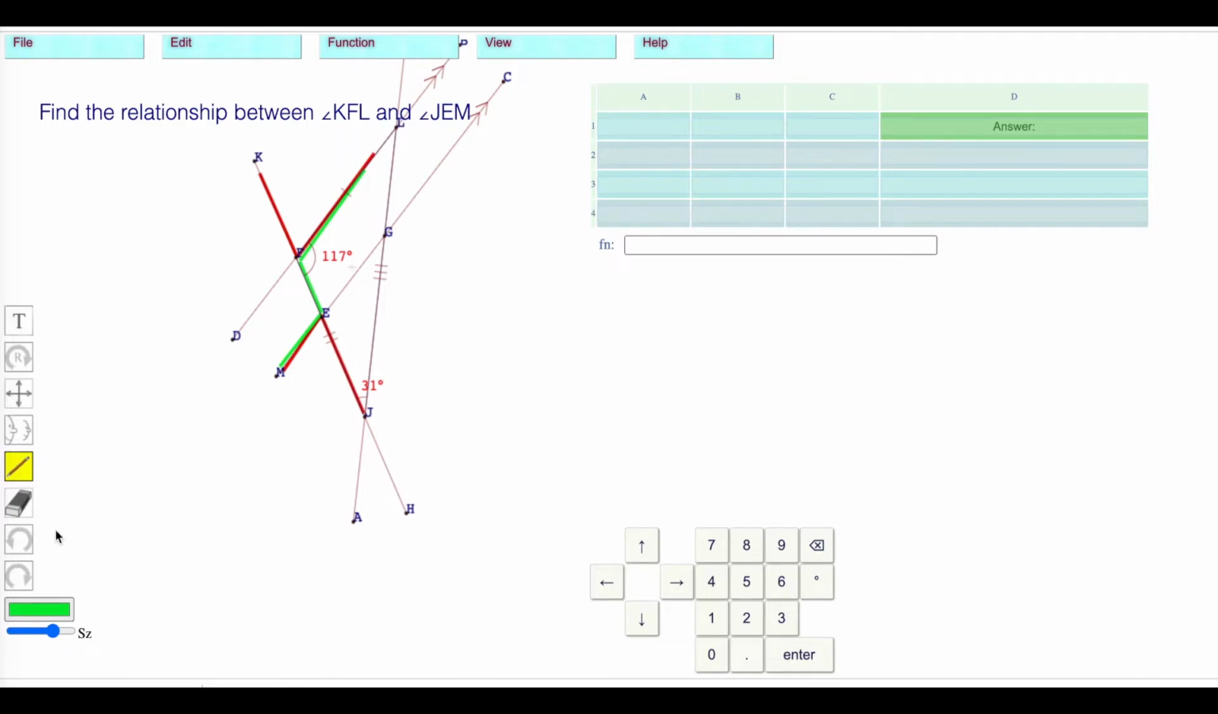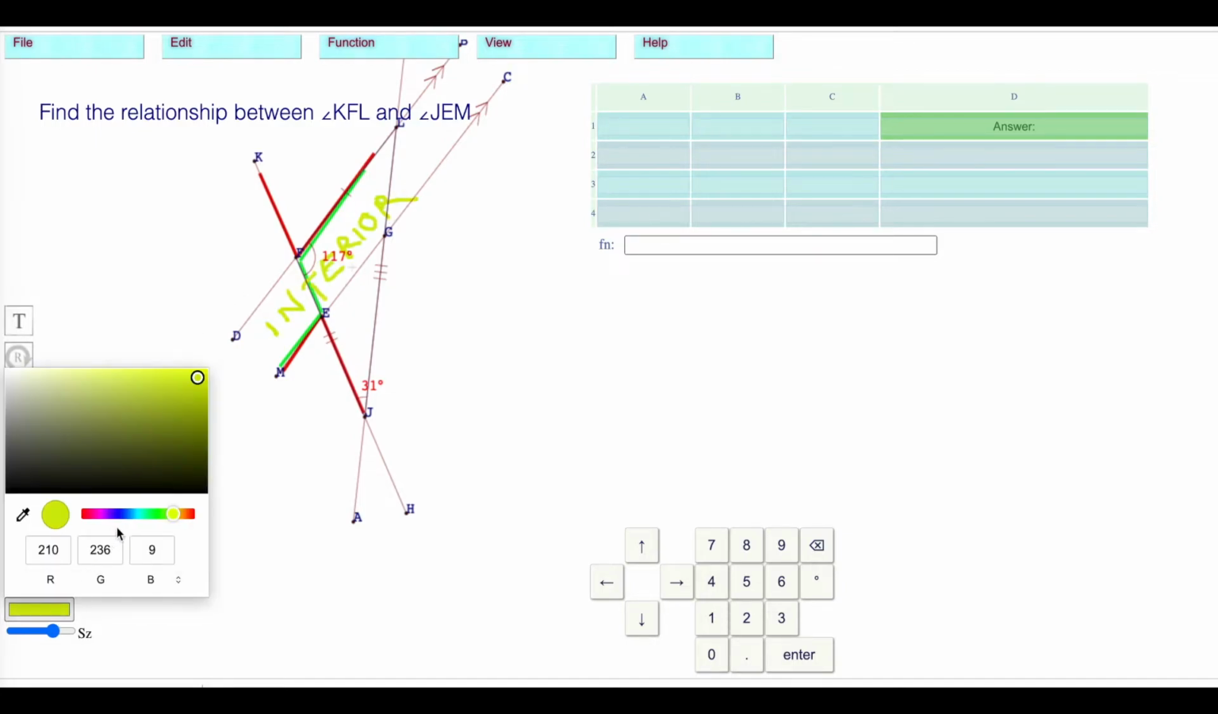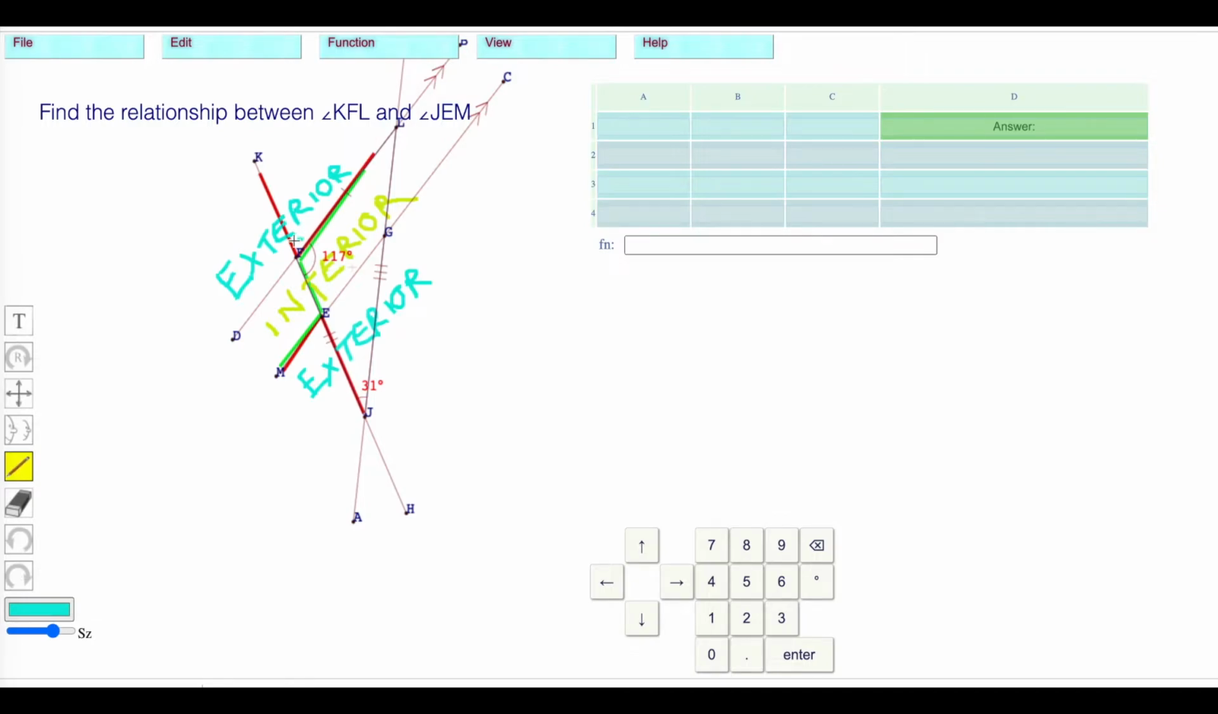These are your parallel lines. This is the interior of the parallel lines. The exterior is here. These two angles are found in the exterior. And they're found on the alternate sides of the transversal. This is your transversal line. It's a line that cuts through the parallel lines. So they're found on alternate sides of the transversal, and they're found in the exterior, so we call them alternate exterior angles.